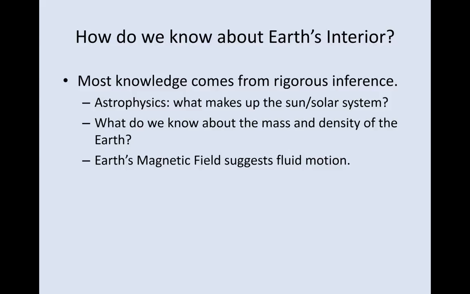And lastly, we can actually understand a lot based on the fact that Earth has a magnetic field. It has a charged north and south pole that doesn't exactly line up with the geographic north and south pole, and in fact it fluctuates over time. And that suggests that in some part of our planet there's some fluid motion going on. We'll see a little bit more of how that works a little bit later.